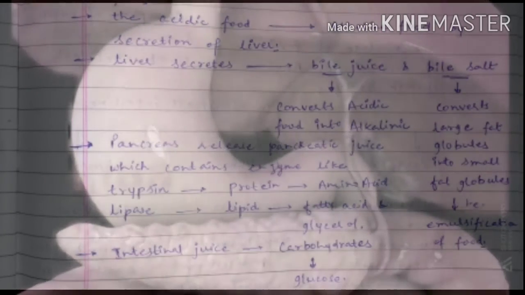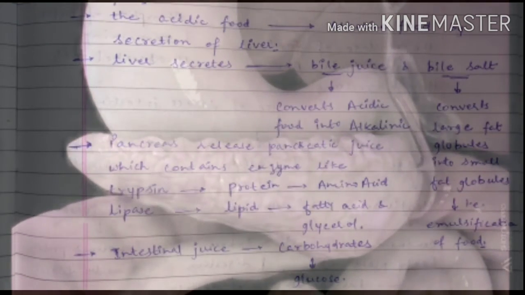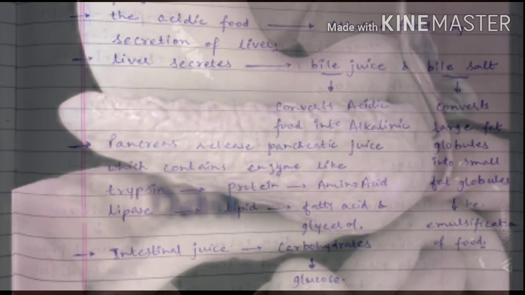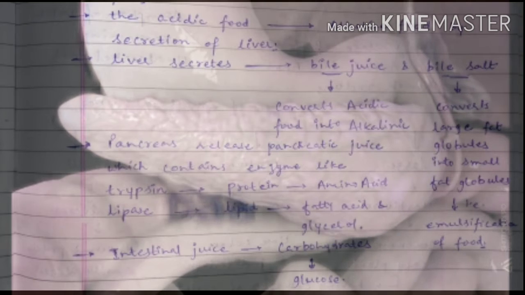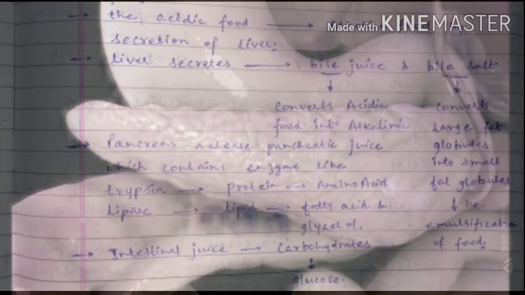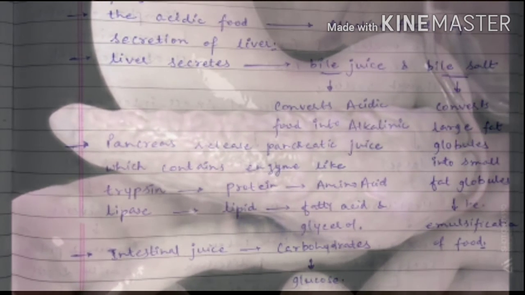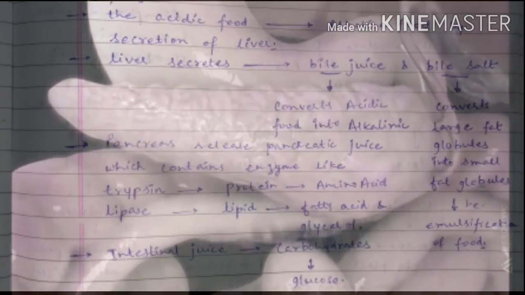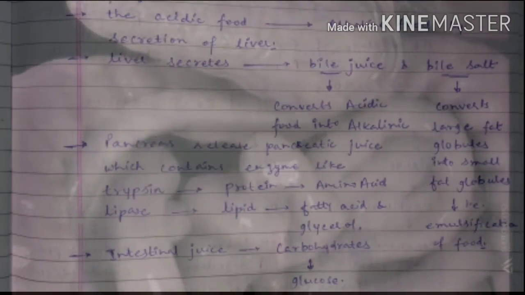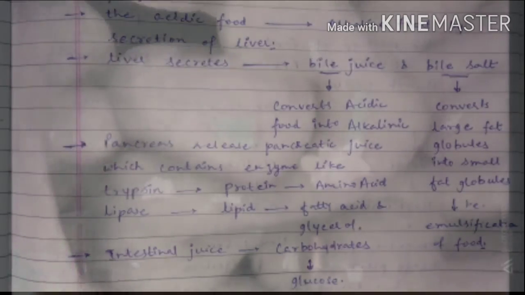Then the pancreas releases its pancreatic juice, which contains trypsin and lipase. Trypsin converts protein into amino acids, and lipase converts lipids into fatty acids and glycerol. Apart from that, there is the intestinal juice, which converts carbohydrate into glucose.